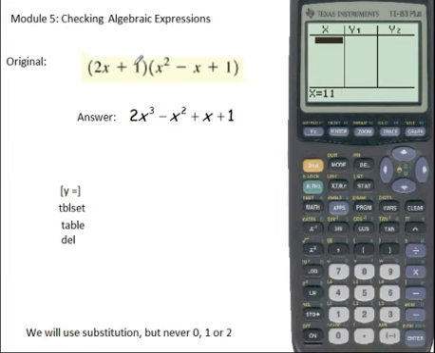If the answer is correct, it will make both the original and the answer have the same numerical value. So I'm going to hit 11 and hit enter, and sure enough, it made the original and the answer equivalent. So that tells me that I haven't made an algebraic mistake in moving from this multiplication to the answer. Okay? And that's that.